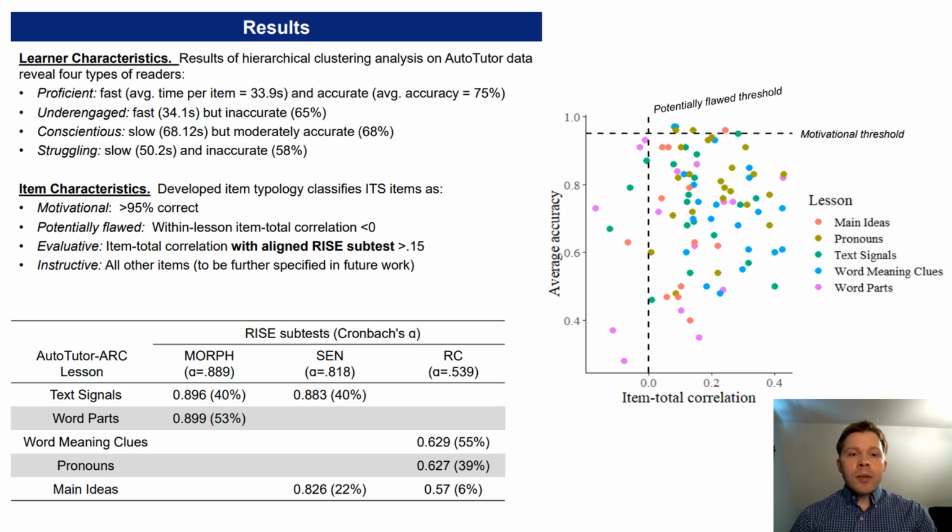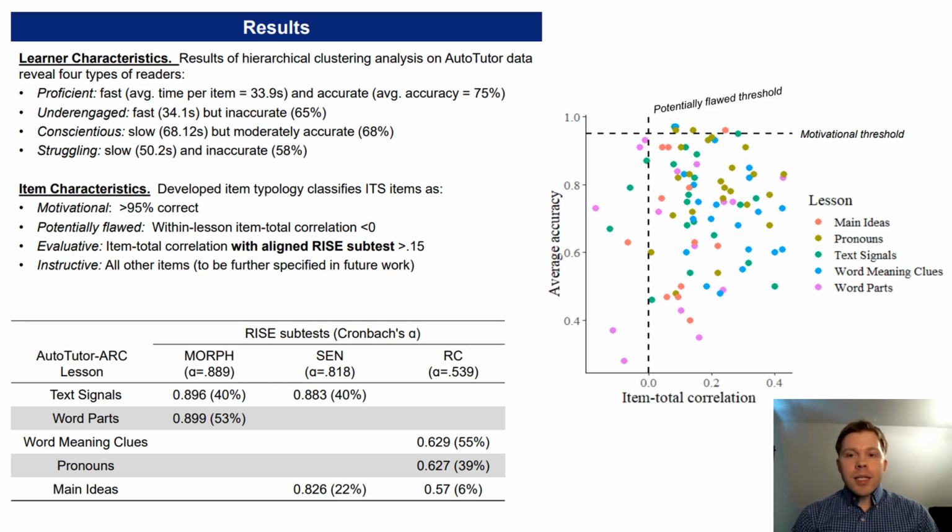Next, we pooled AutoTutor items with RISE assessment items where the lessons and subtests theoretically aligned, like in the word parts AutoTutor lesson and the morphology RISE subtest. We calculated item total correlations in those pools and identified AutoTutor items with correlations higher than 0.15 to be evaluative items because they may be used to assess the specific skills in learners.